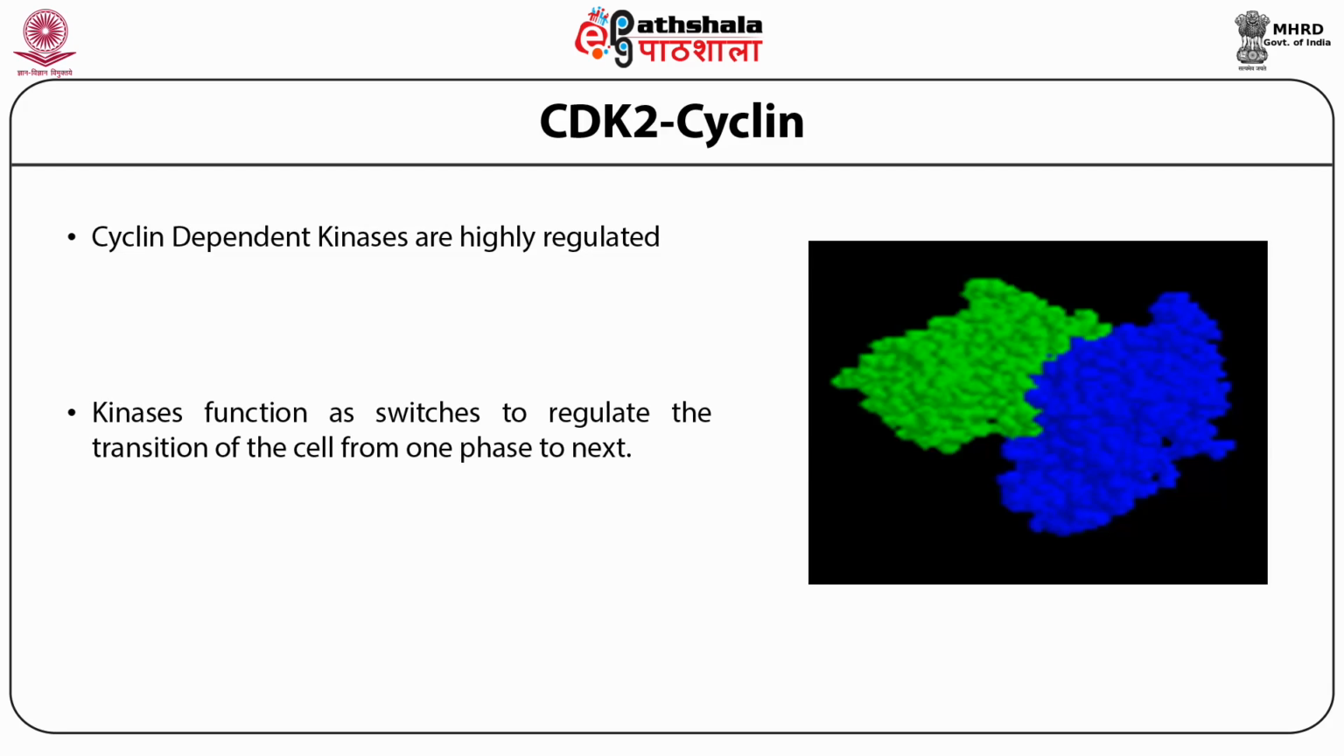Kinases function as switches to regulate the transition of the cell from one phase to another. So cyclin-dependent kinase is actually a switch which regulates the cell changing from one phase to another phase. CDKs are the smallest known members of the protein kinase family. They are very small proteins which are regulated. The function of this kinase is regulated by cyclins. In the next slide I will show you how it influences the cell cycle.